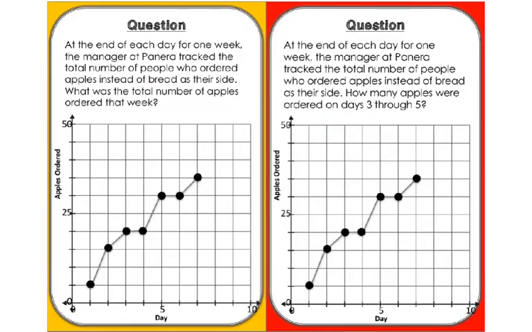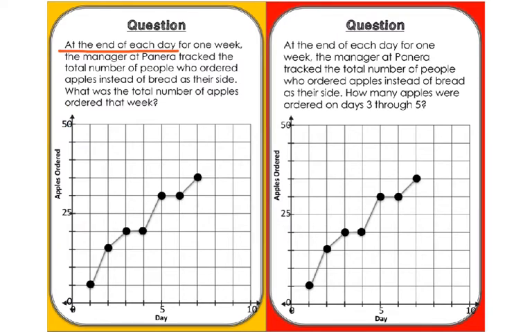So here we have two of the same coordinate planes with the same data plotted. Let's take a look at what our situation is here. It says, at the end of each day for 1 week, the manager at Panera tracked the total number of people who ordered apples instead of bread as their side. So that's the situation for both. It's important to notice that they said at the end of each day. Okay? So our question in this first one says, what was the total number of apples ordered that week?